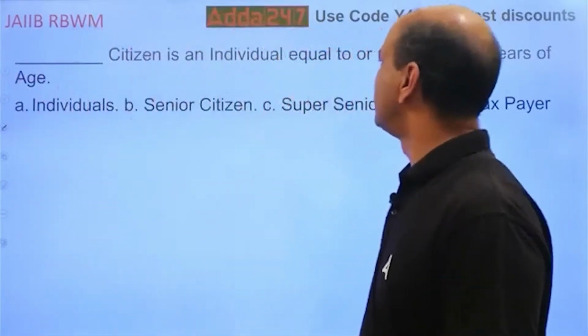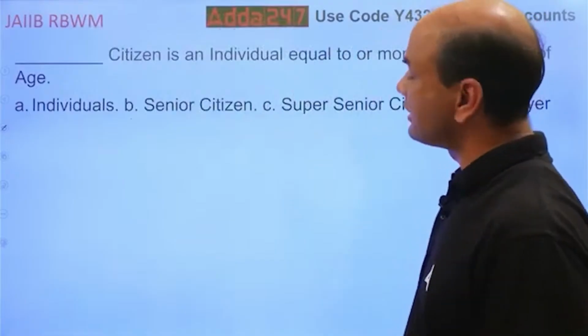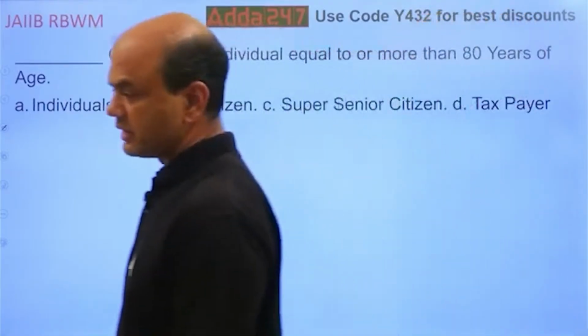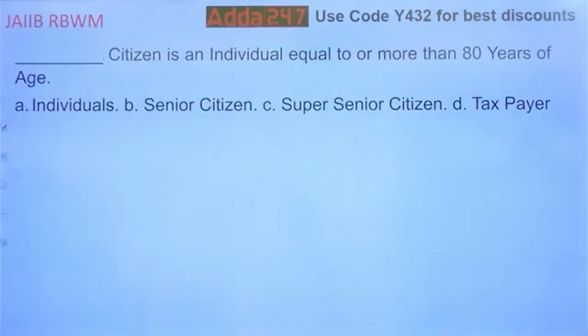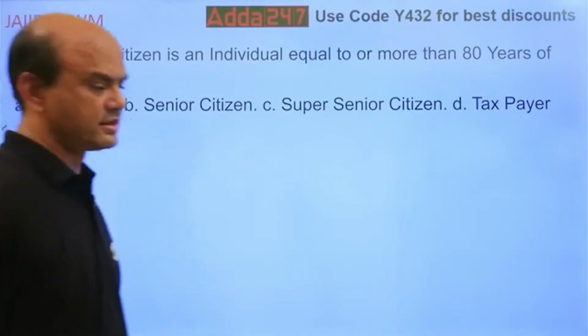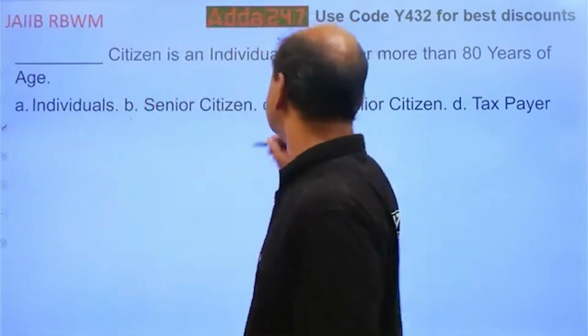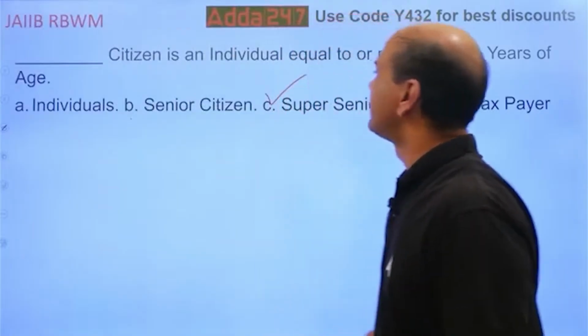Dash citizen is an individual equal to or more than 80 years of age. Any citizen who is more than 80 years of age is called what? Individuals, senior citizens, super senior citizen, and taxpayer. So what is it called? It's called a super senior citizen. Okay.